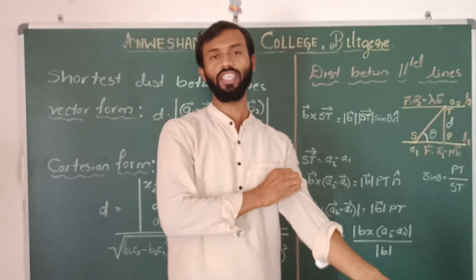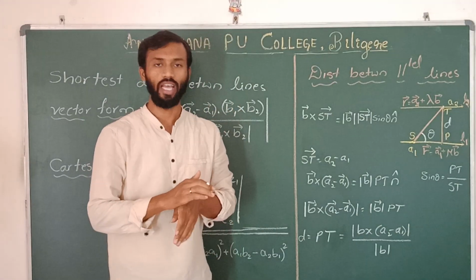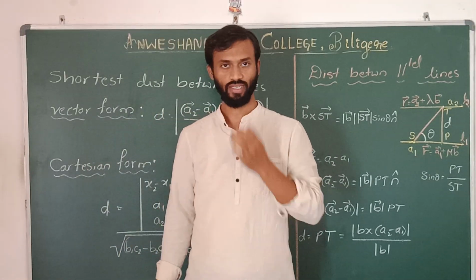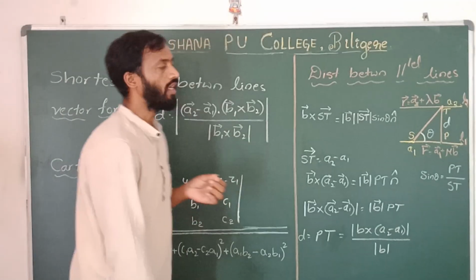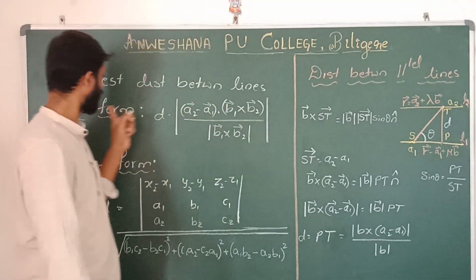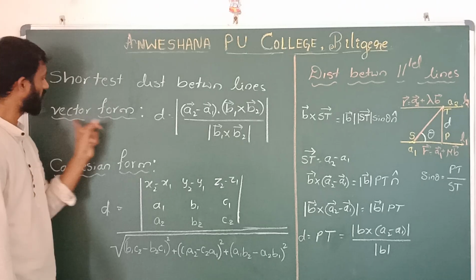Hello everyone. In the last class we discussed the angle between two lines and the shortest distance between two skew lines. So, dear students, we have discussed the distance between two skew lines in vector form. In the last class we discussed it in the vector form.